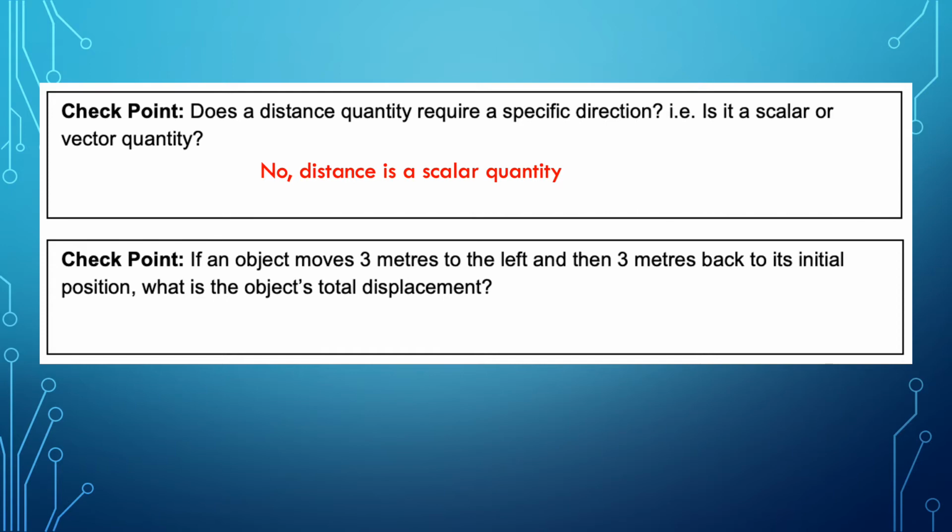The next checkpoint question is what I was talking about at the end of the previous slide. If an object moves 3 meters to the left and then 3 meters back to its initial position, what is the object's total displacement? And that one, your answer should be 0, because the object did not go away from its original or initial position. So this is what I mean by you have to read the questions very carefully, and you have to understand what they're actually telling you in terms of what information has been given in the question.